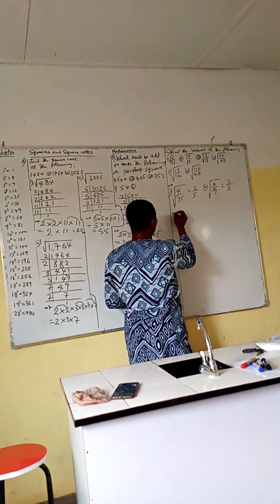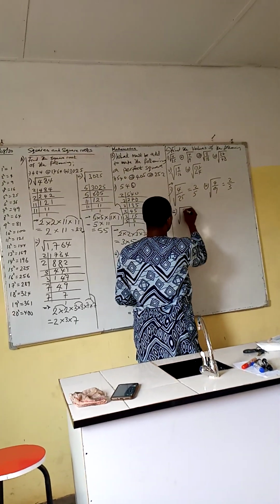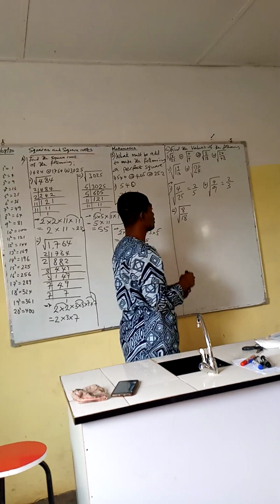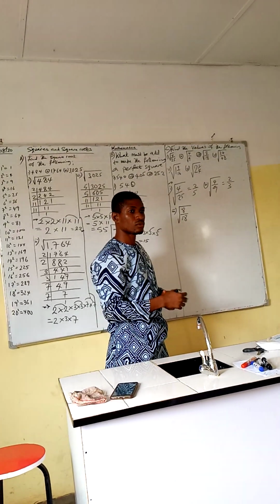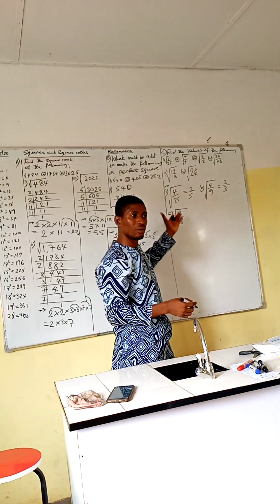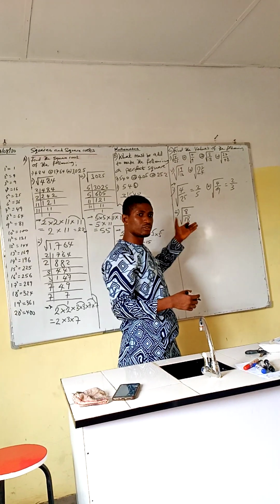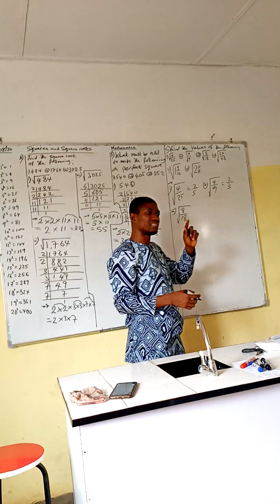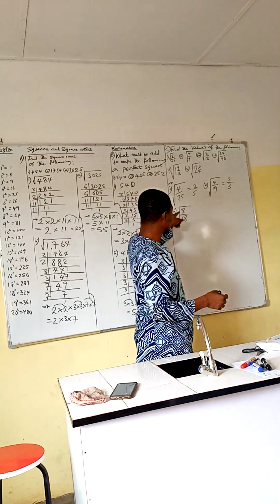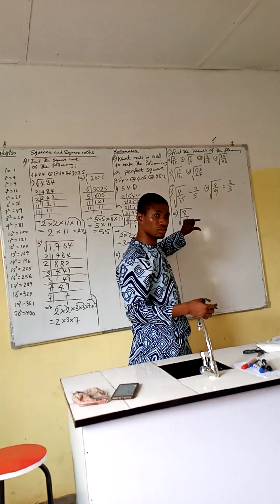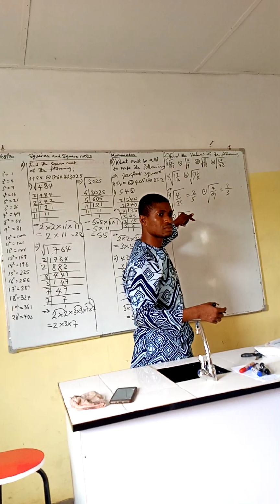We take on the third one. It says find the square root of 8 over 18. What's the square root of 8? Is 8 a perfect square? No. Is 18 a perfect square? No. How do you resolve this? You find a number that can divide both values, both the numerator and the denominator. What number can divide both?